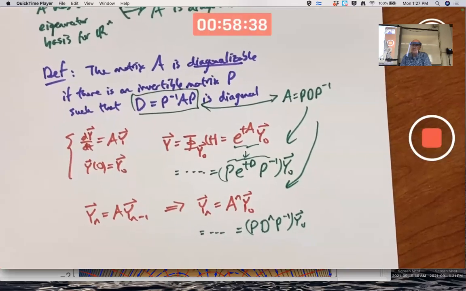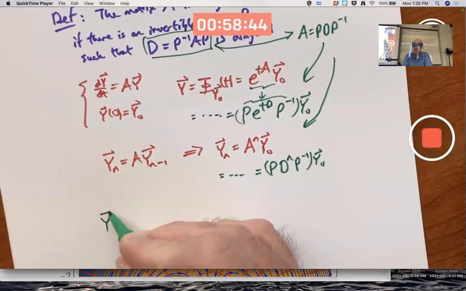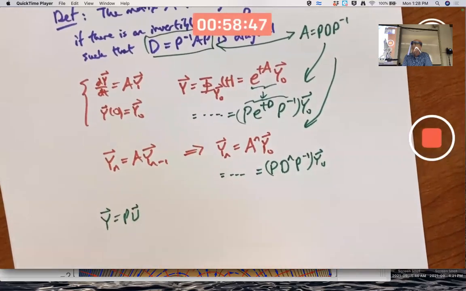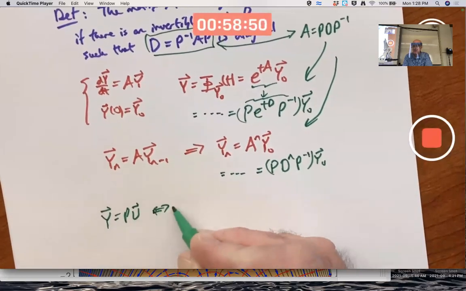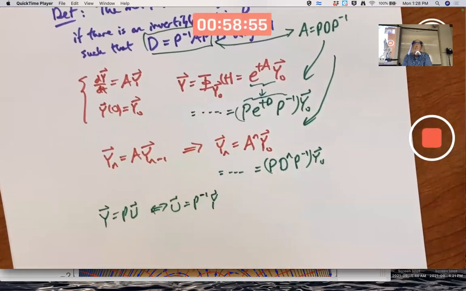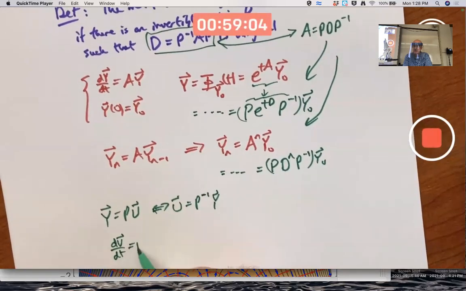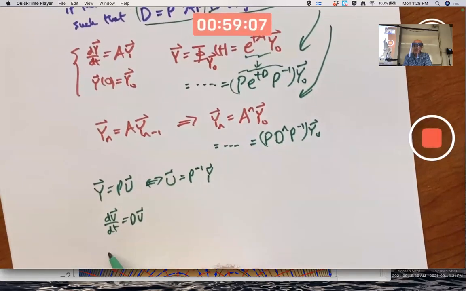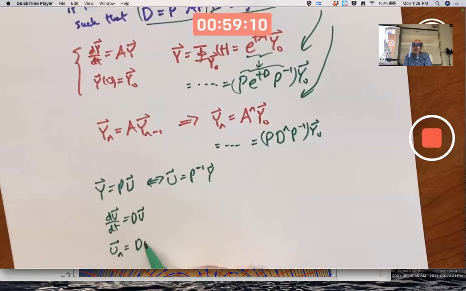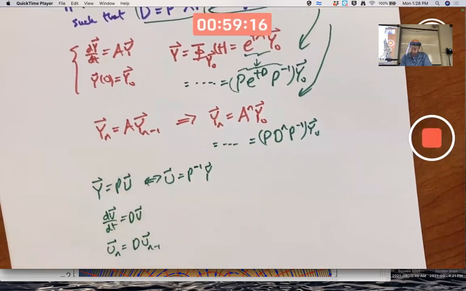This is also related to change of coordinates. I remember it as y equals pu, which is equivalent to saying u equals p inverse y. And ultimately, for the differential equation, it's going to be du dt equals du. And for the difference equation, it'll be un equals du sub n minus 1, and those d's will be diagonal matrices, so these will be simple to solve. The matrix exponential and d to the n are easy to find.